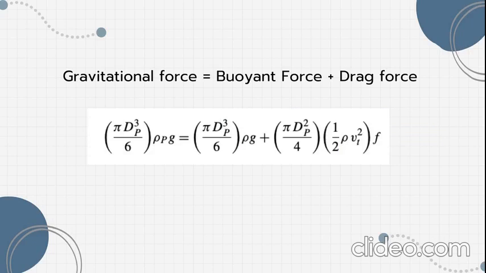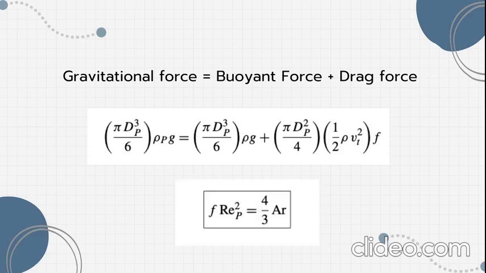So this balance comes from Newton's second law, and this is the concept which is the foundation for all the calculations in this topic. So this is the formula which equates the gravitational force with the buoyant force and the drag force. In reducing this relation, we get this relation, which is drag coefficient times Reynolds number is equal to 4 by 3 times the Archimedes number.